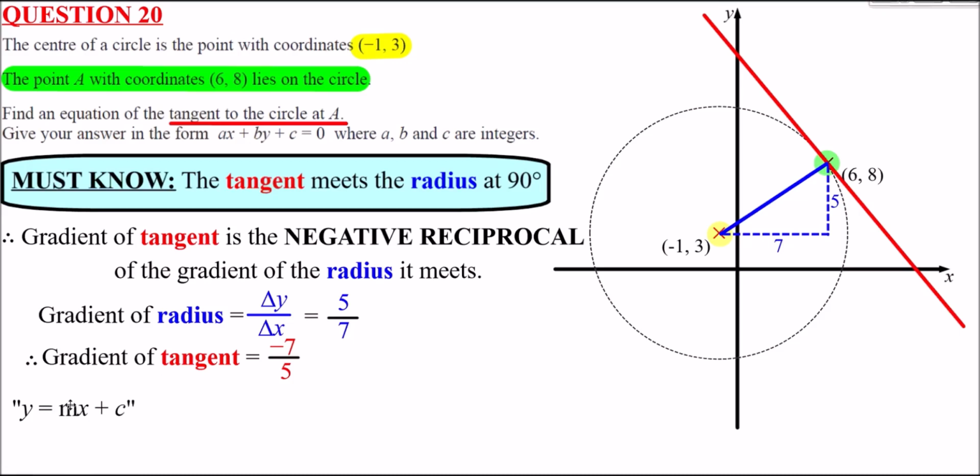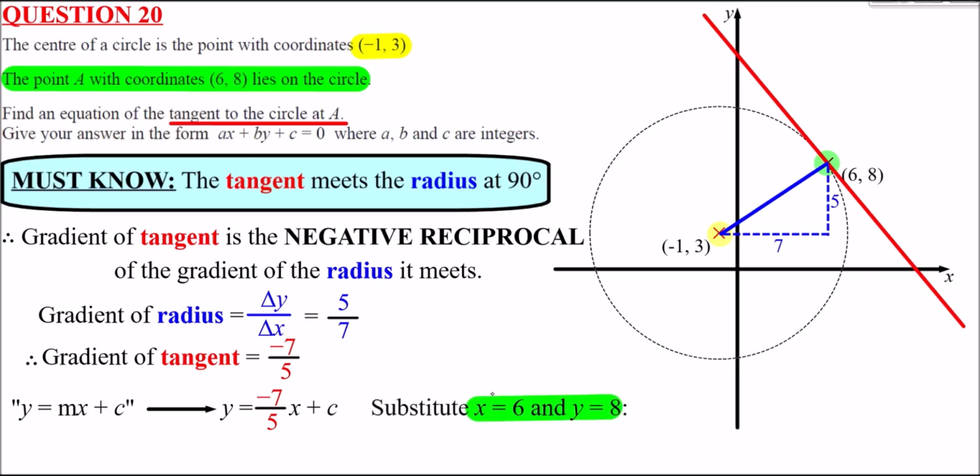M stands for the gradient. We've worked out the gradient of a tangent, that's minus 7/5. So if we sub in minus 7/5 for m, we then get that y equals minus 7/5 of an x plus some c. C is a y-axis intercept here. We don't know what that is yet, so what else do we know about this tangent? Well, we can see here the tangent goes through the point 6, 8. It goes through point A, so we know that on this tangent, when x equals 6, y equals 8. So we can substitute those two values in to this formula.